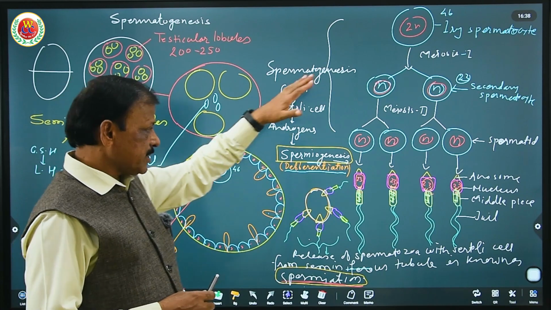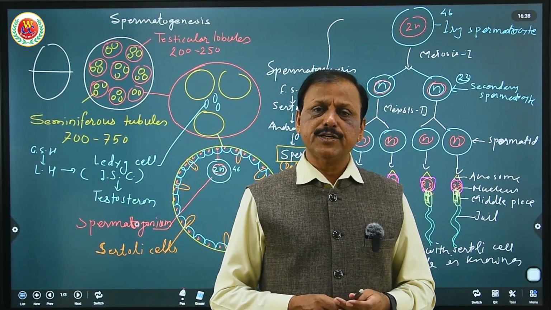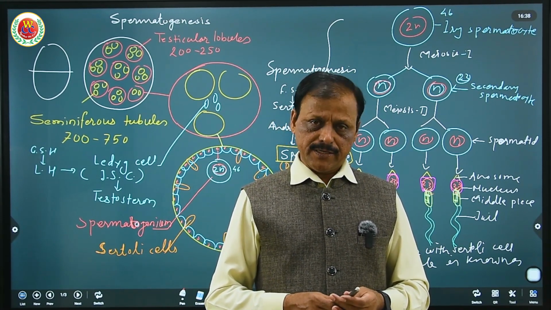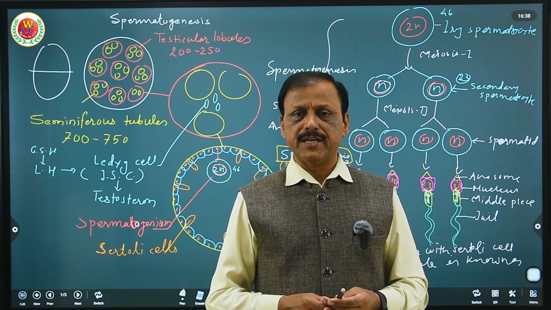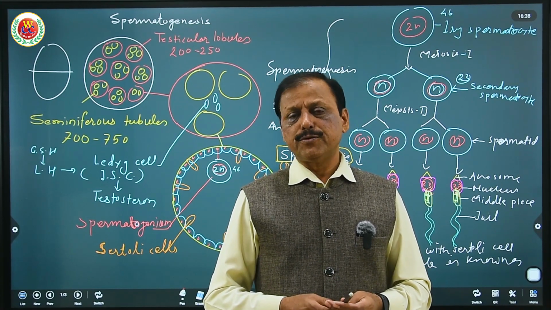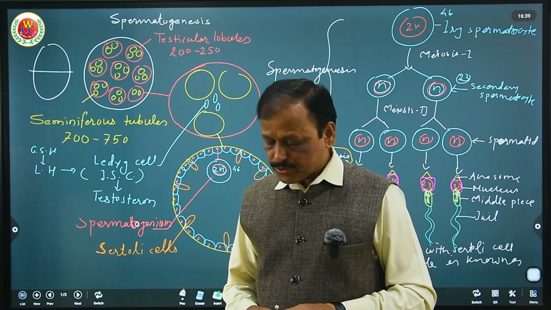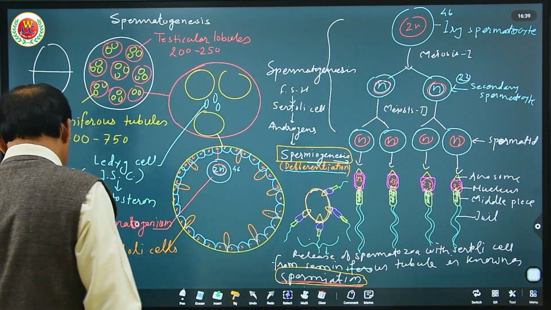This entire process begins during puberty and continues till death in male. There is no stop to the process of formation of sperm in male, as in female, where the production of ovum ceases when the menopause stage occurs. I hope you did understand this entire process of spermatogenesis. Even if you are in doubt, you can ask in the comment section.